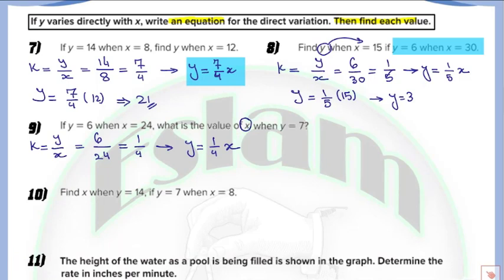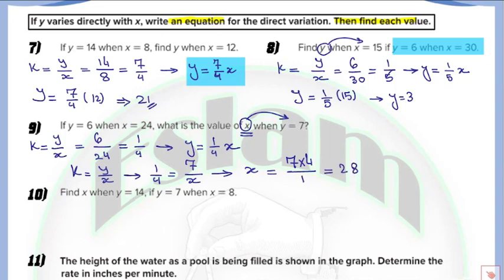Now we need to find the value of x when y equals 7. The missing value now is x, so we can use k equals y over x. k, which is 1 over 4, equals y, which is 7, over x, which is unknown. By using cross multiplication, x is equal to 7 multiplied by 4 over 1, which equals 28.